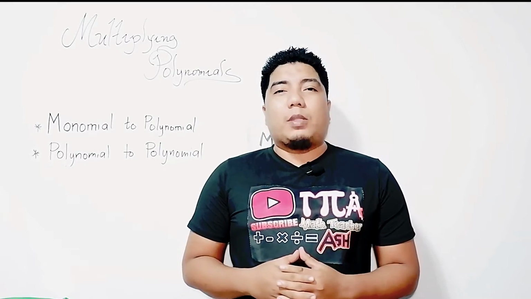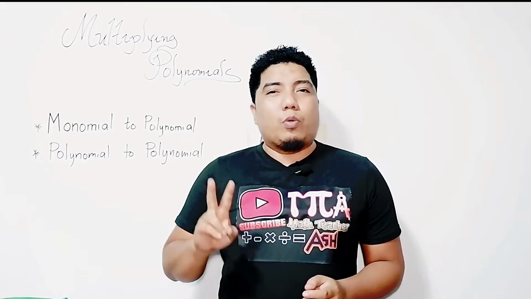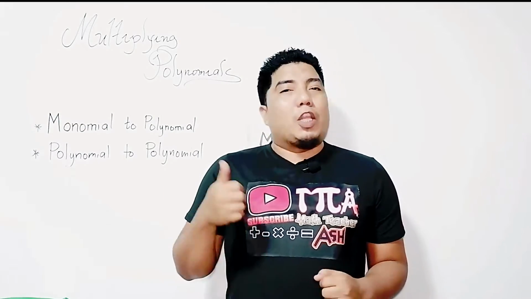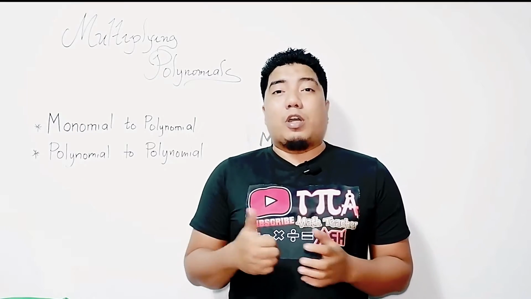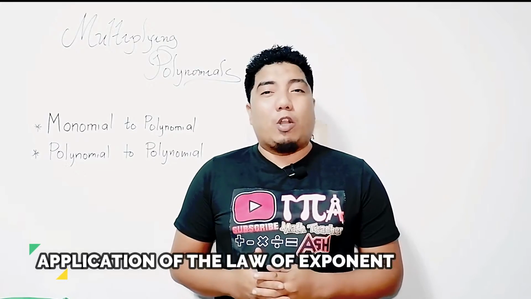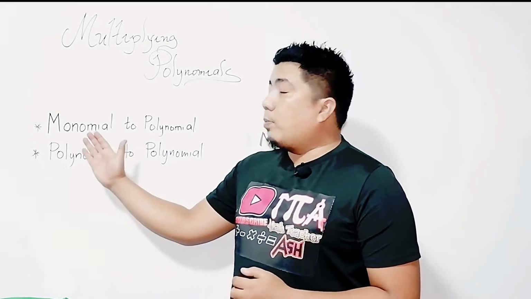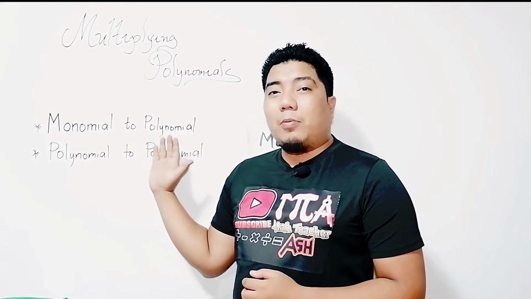Now, how do we multiply polynomials? Basically, you need to consider 2 things in this topic. The first one is the use of the distributive property, and the second one is the application of the law of exponents. Now, let us consider the first part. How do we multiply a monomial to a polynomial?